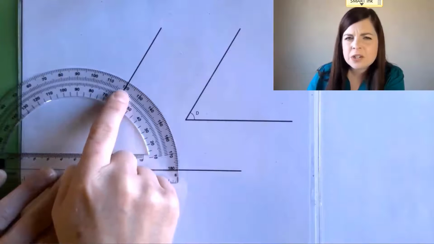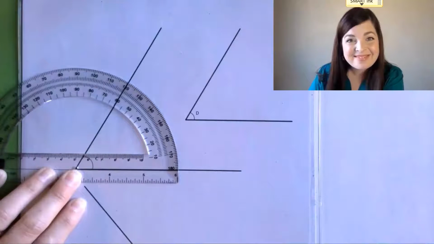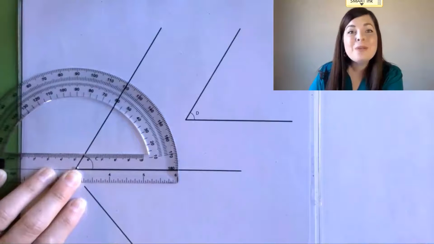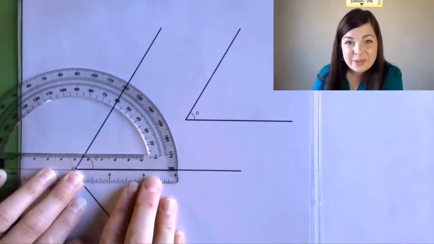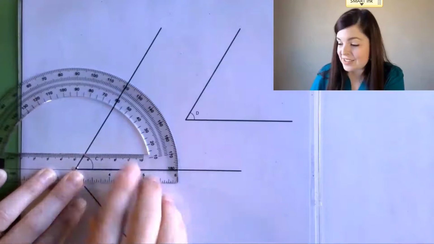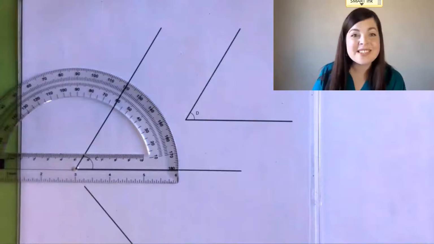No, wait, 120 degrees. Which is it? What do you think? Oh, right. This angle couldn't measure 120 degrees. It's an acute angle. That wouldn't make sense. So in choosing between these two numbers, we know angle C measures 60 degrees.